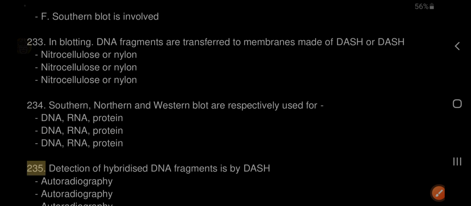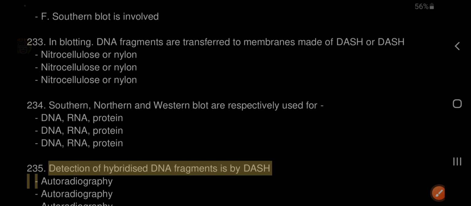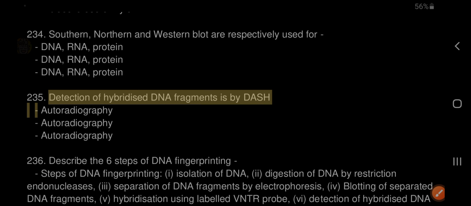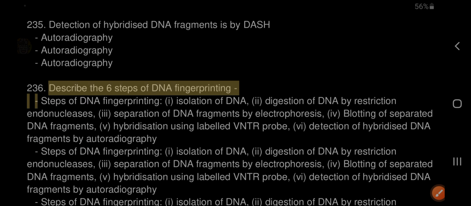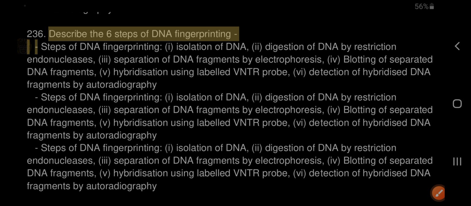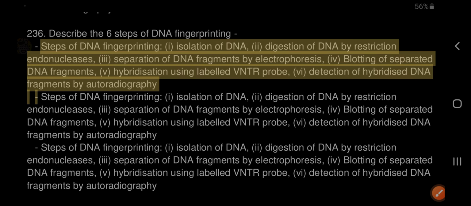235. Detection of hybridized DNA fragments is by dash. Autoradiography. 236. Describe the 6 steps of DNA fingerprinting. Steps of DNA fingerprinting: I. Isolation of DNA. II. Digestion of DNA by restriction endonucleases. III. Separation of DNA fragments by electrophoresis. IV. Blotting of separated DNA fragments. V. Hybridization using labeled VNTR probe. VI. Detection of hybridized DNA fragments by autoradiography.